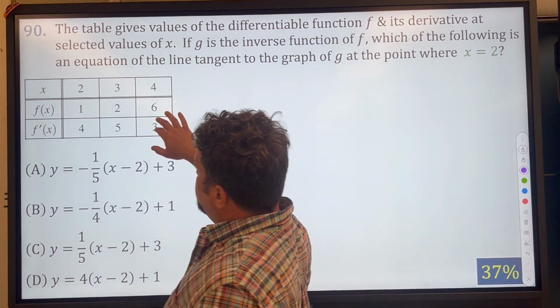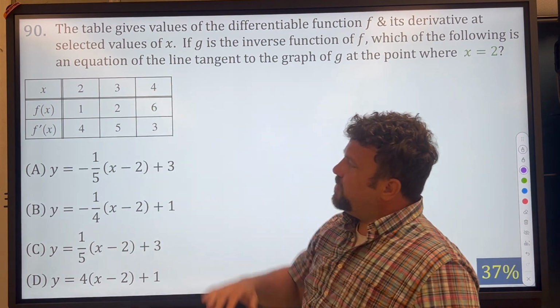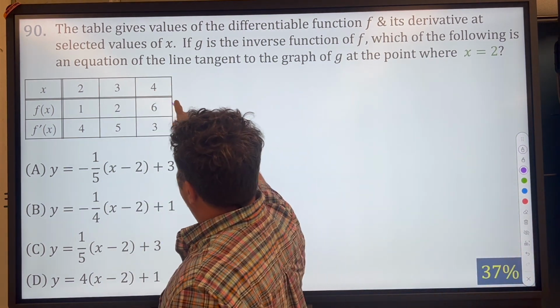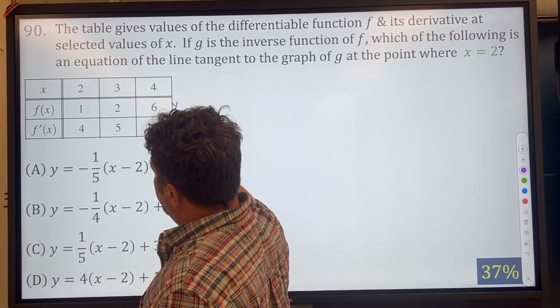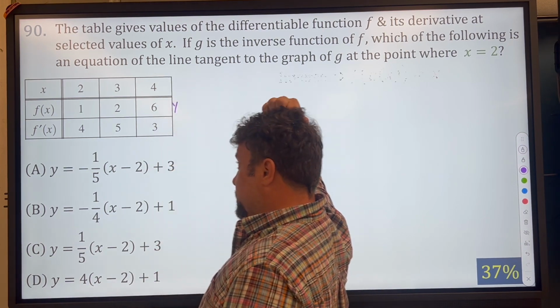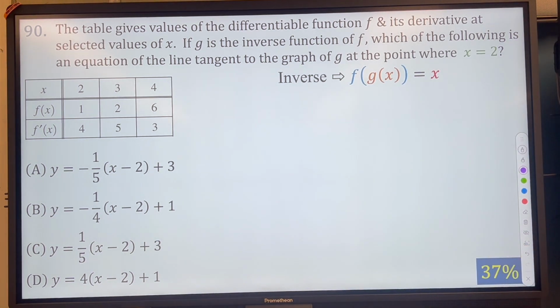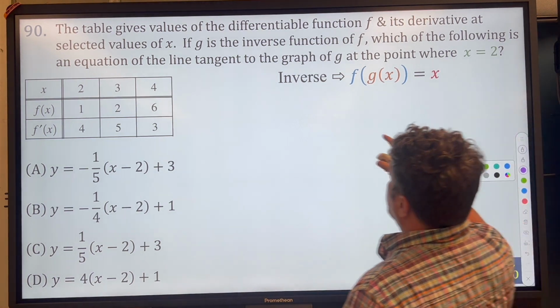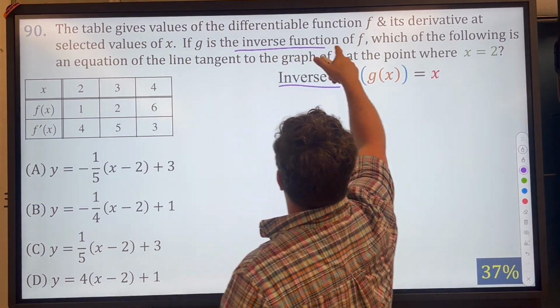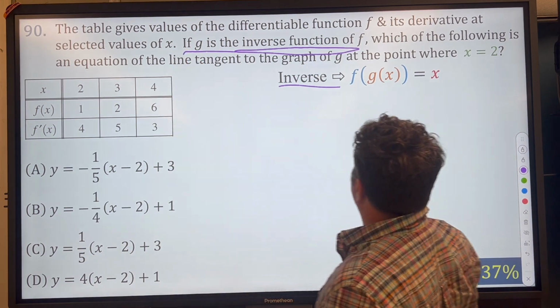These are the derivatives, and these are the regular f values, f of x's. So this is like your y. This is like your derivative when you type in x, and this is your actual x. So the inverse, f of g of x, is actually x. So that's the first word, the word inverse, all right? We see the word inverse here. g is the inverse function of f.